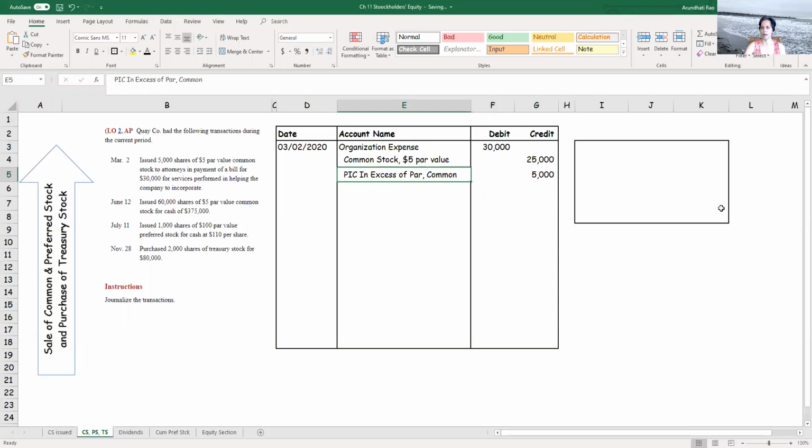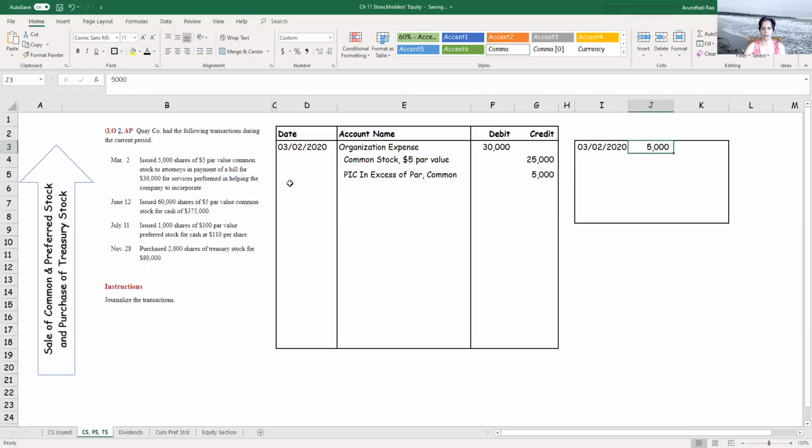Now, I have a small calculation going on this side, and I'll show you what that is. First, I have the date. I'm going to identify how many shares I've issued. I'm talking about only the number of shares. So I have 5,000 shares that are issued. Then let's continue with the exercise.